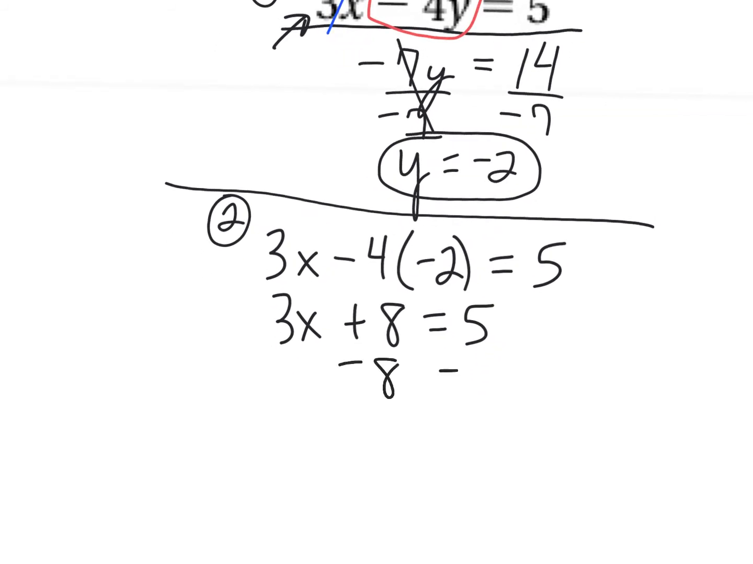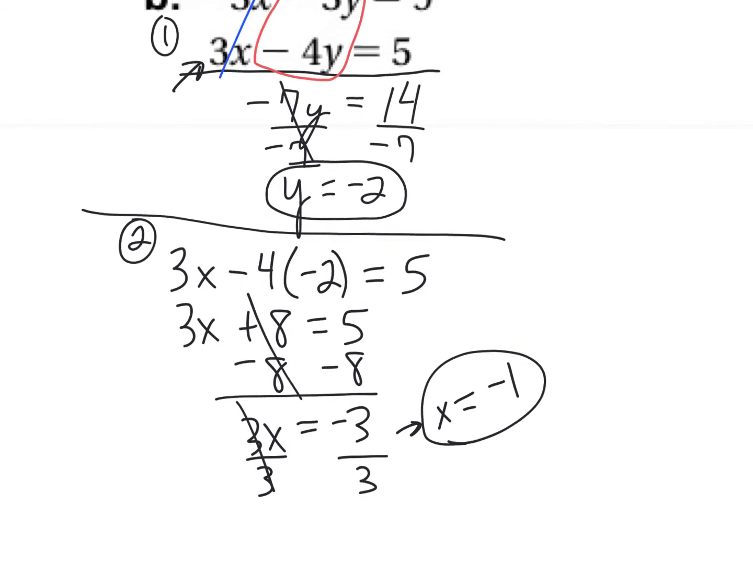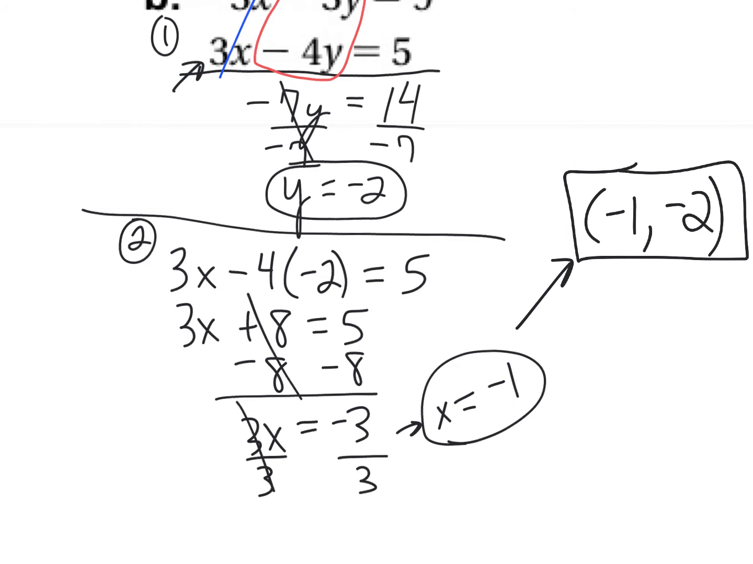And then they're adding, so we subtract. They're multiplying, so we divide. And we get x equals negative 1. And then taking that information together, we know that our solution to this system of equations would be negative 1, negative 2.